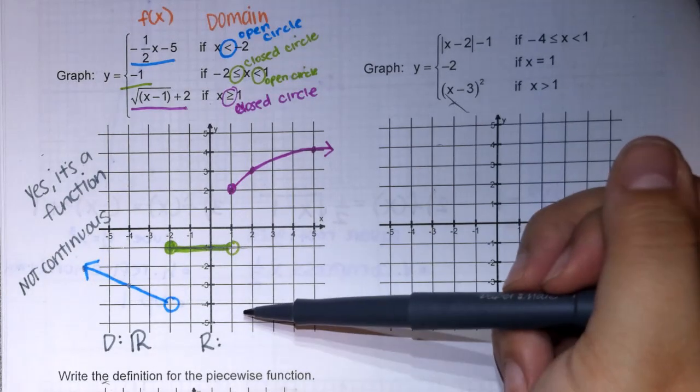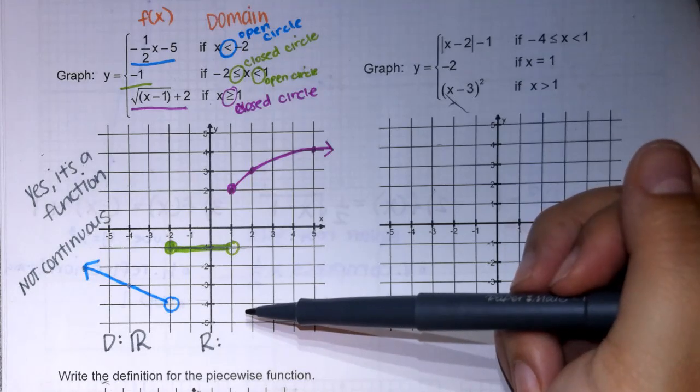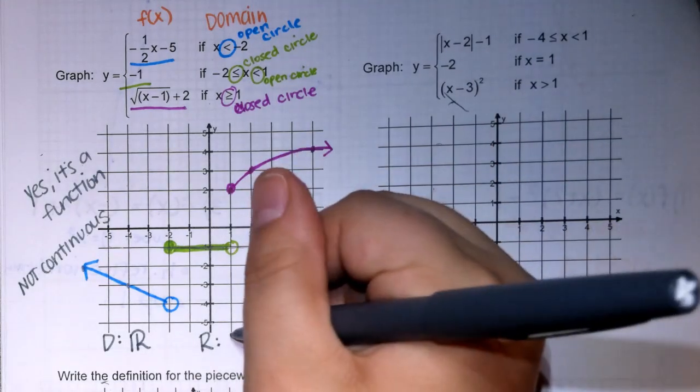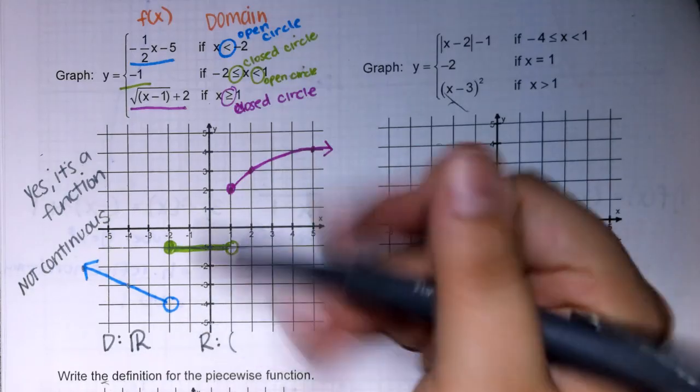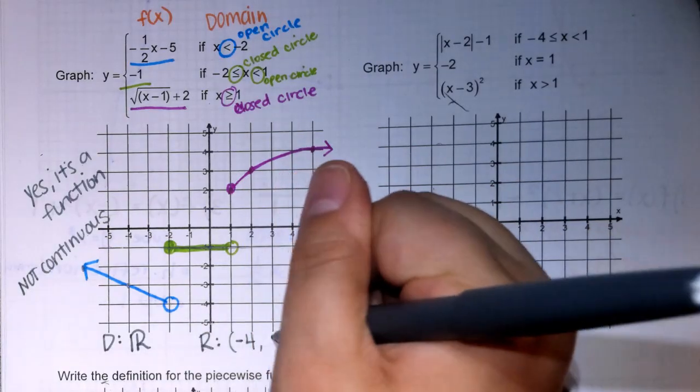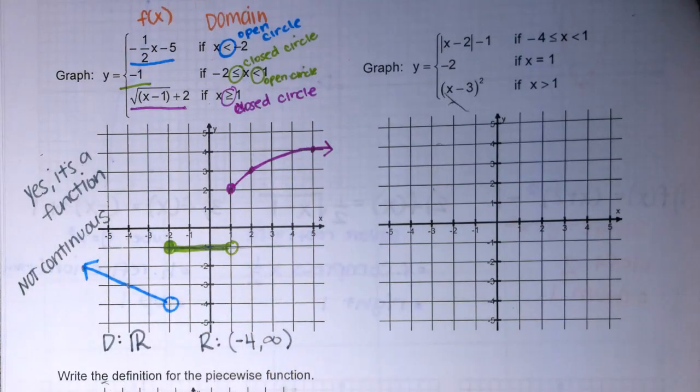The lowest it goes is -4. What's the highest it goes? To infinity. So this one doesn't go below -4. It's going to be parentheses -4 to infinity.